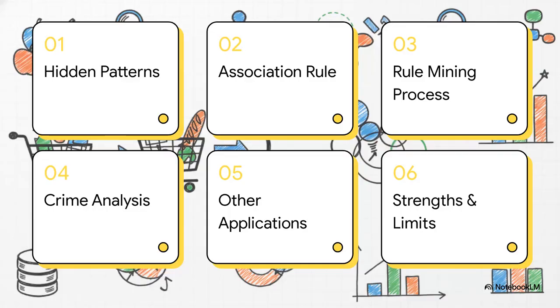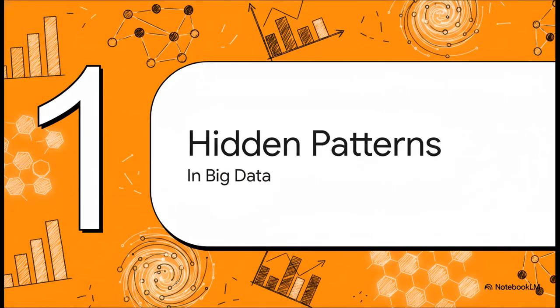Here's how we're going to break it down. We'll start with hidden patterns in big data, then define exactly what an association rule is, and walk through the rule mining process. After that, we'll look at a real-world case study on crime analysis, check out some applications in other industries, and finally, weigh the strengths, limits, and the interpretation of these rules. Starting off with Section 1, Hidden Patterns in Big Data.